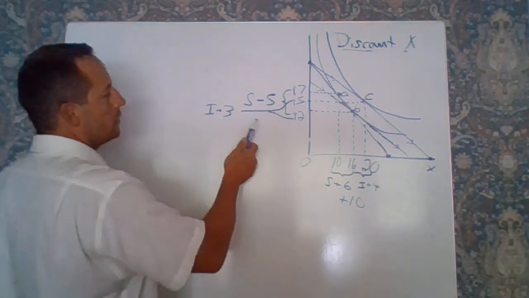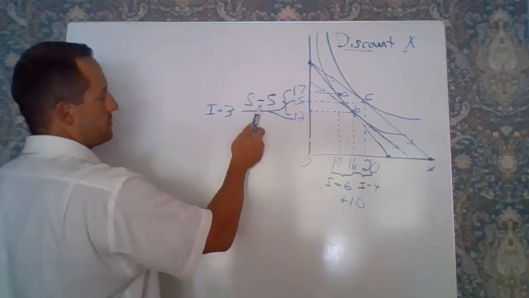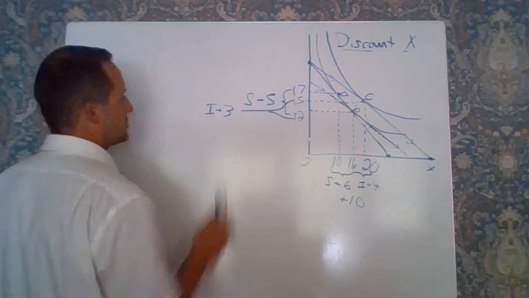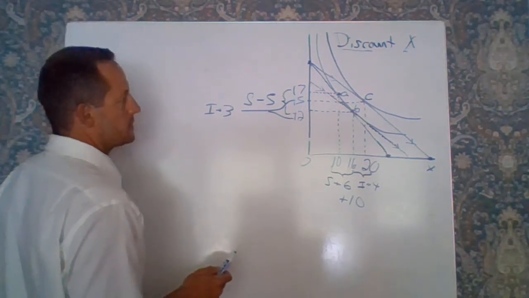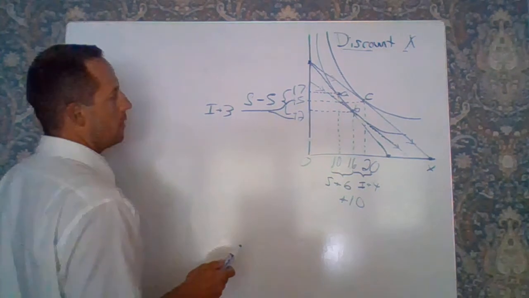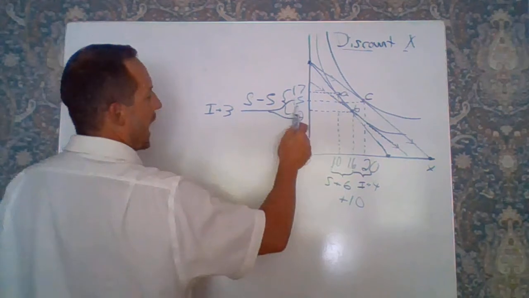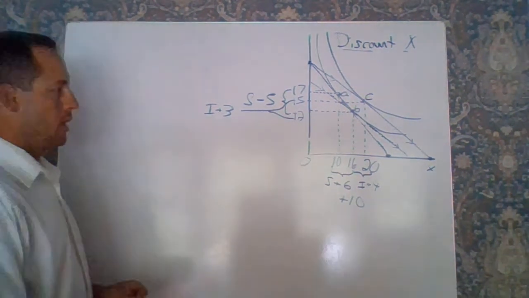So as we see here, the substitution effect here is negative 5. Negative 5 versus positive 3 leaves us with a negative 2. So looking at Y, we start with 17 and we end with 15, a difference of negative 2.